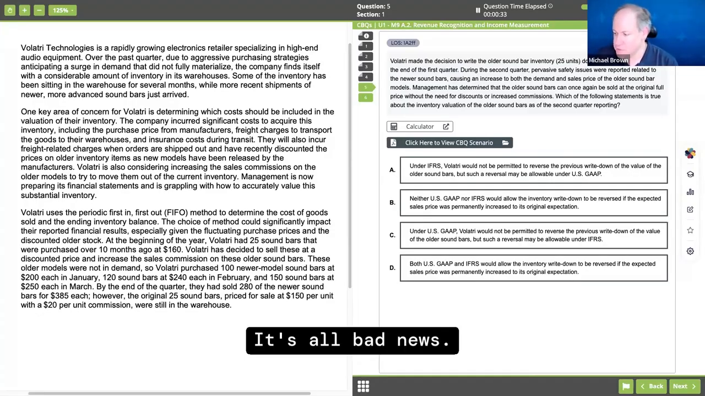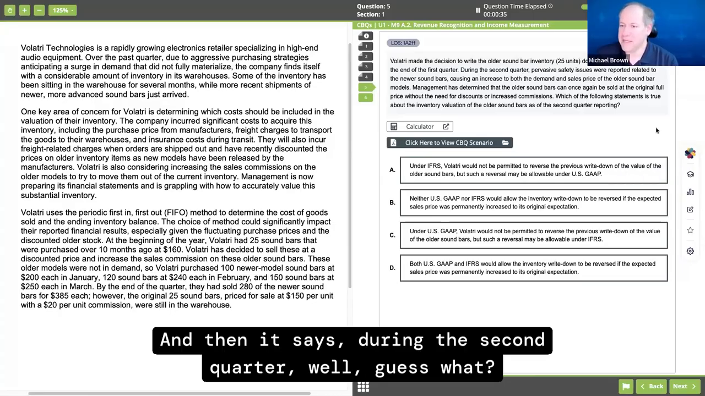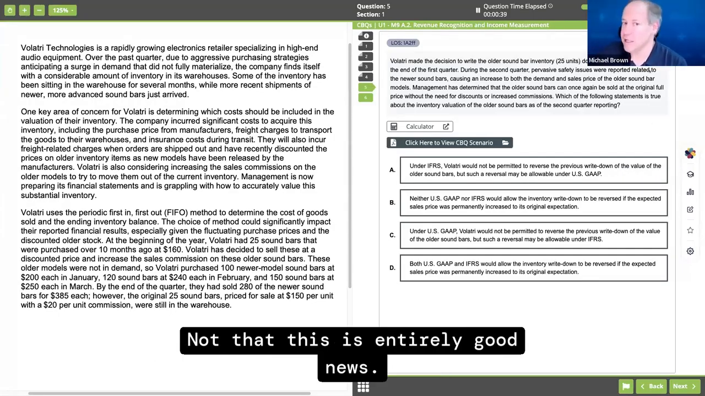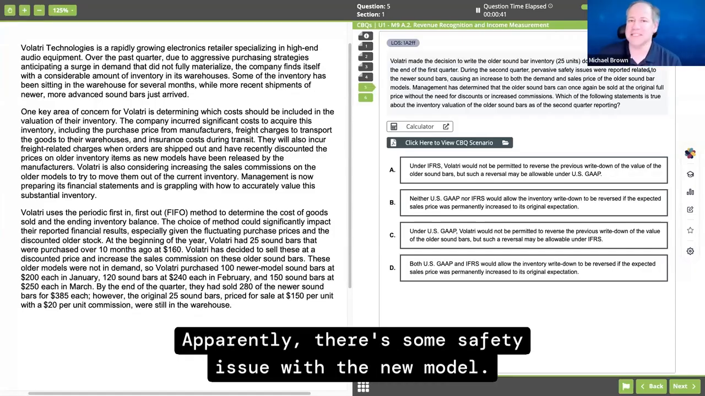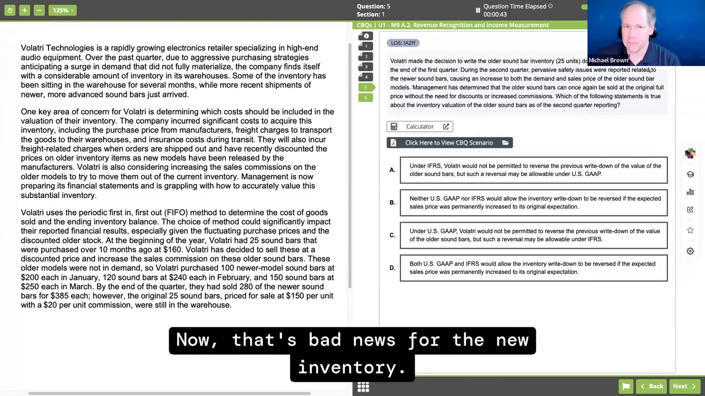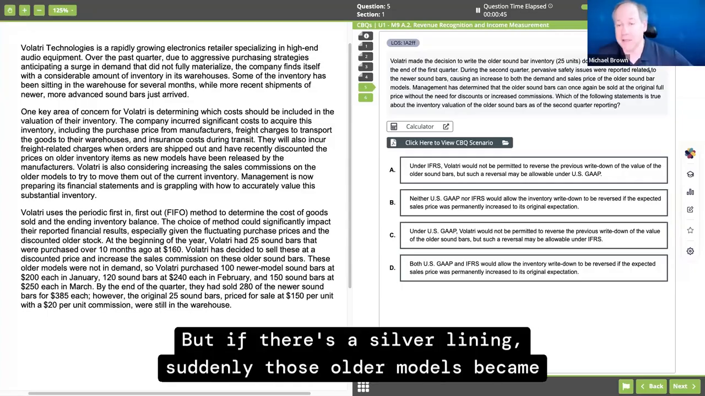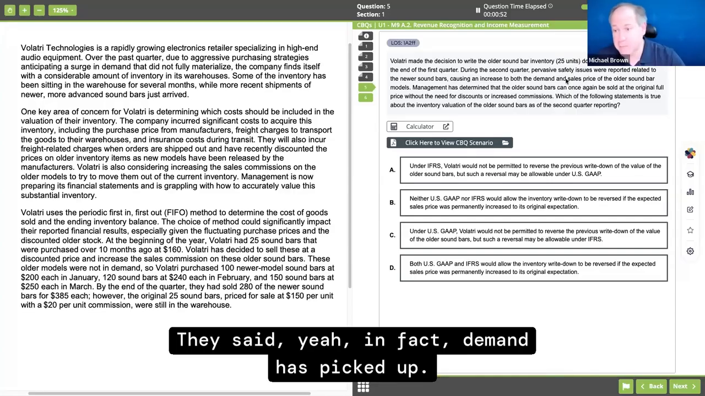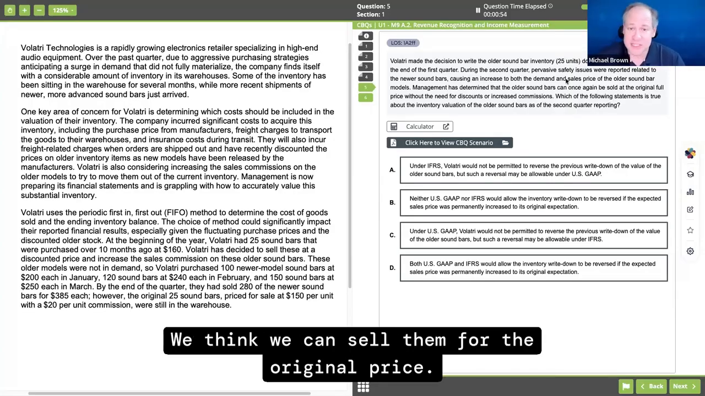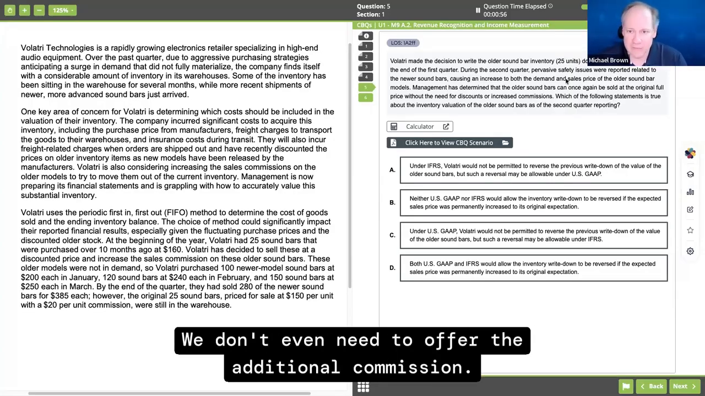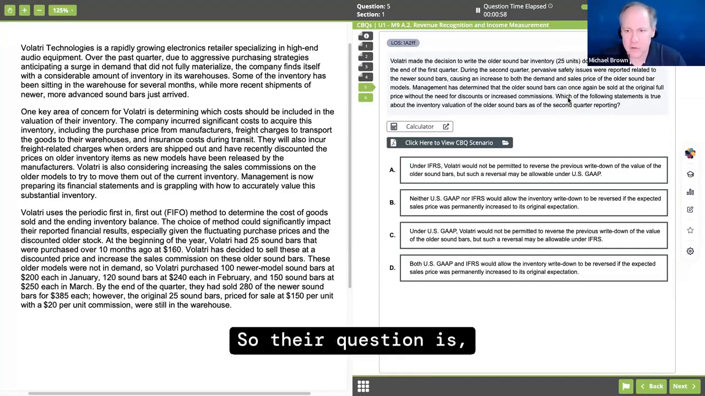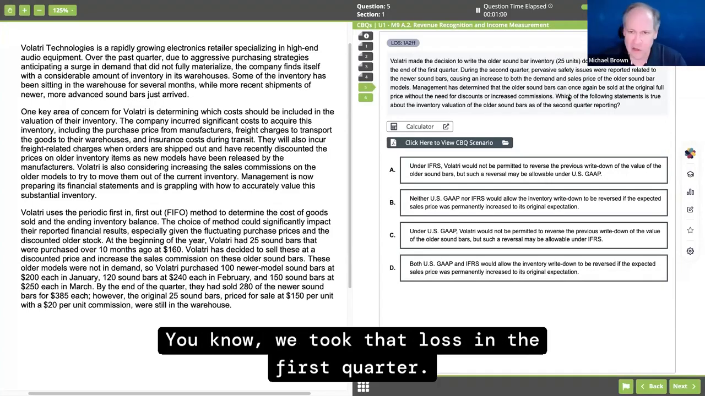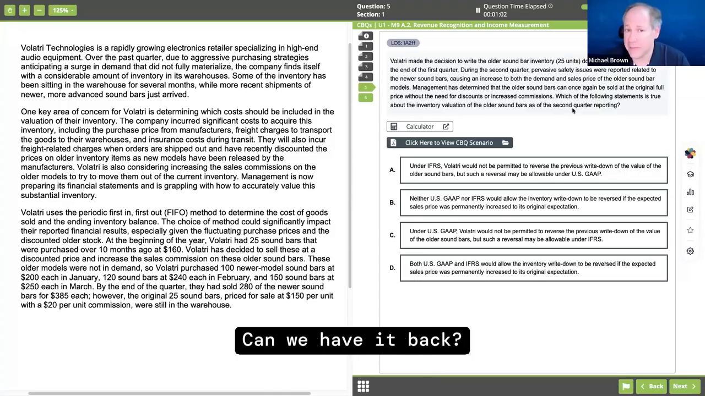It's all bad news. And then it says, during the second quarter, guess what? Not that this is entirely good news. Apparently, there's some safety issue with the new model. Now, that's bad news for the new inventory, but if there's a silver lining, suddenly those older models became a whole lot more popular again. They said, in fact, demand has picked up. We think we can sell them for the original price. We don't even need to offer the additional commission. So their question is, we took that loss in the first quarter. Can we have it back?